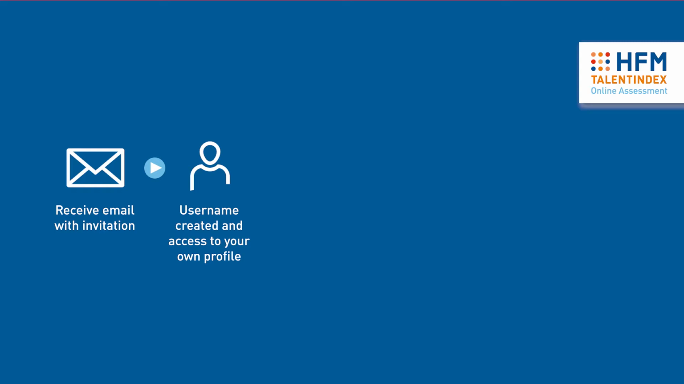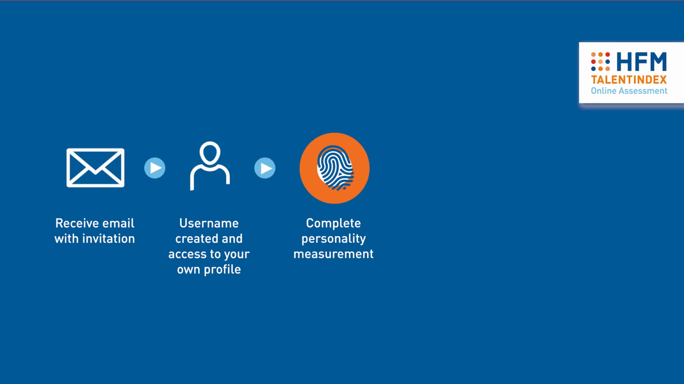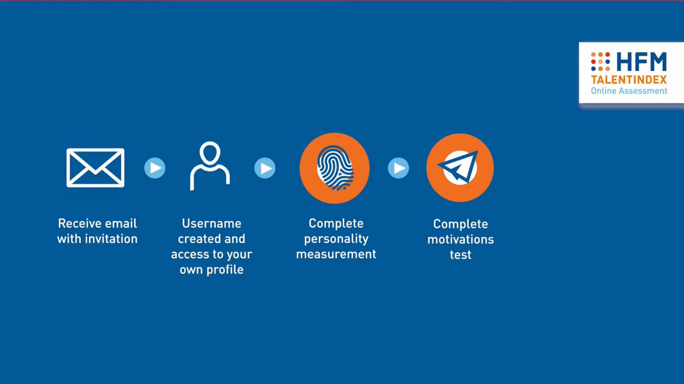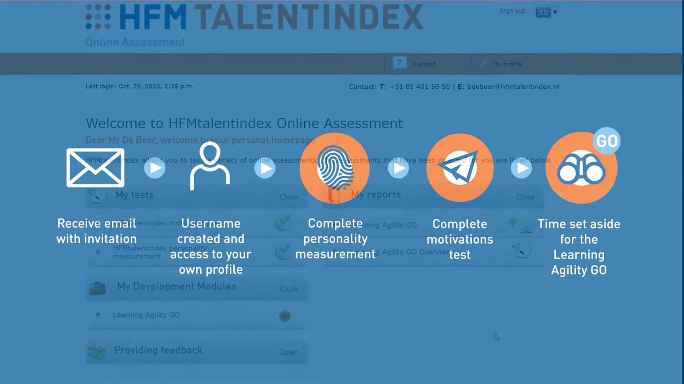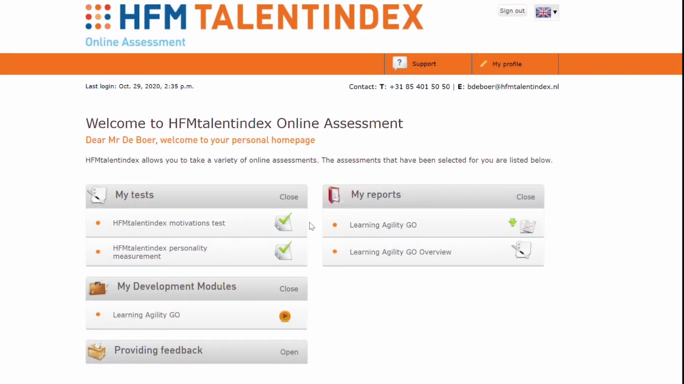Next, you will complete 2 questionnaires online. These are the personality measure and the motivations test. The information from these 2 assessments will be used as part of your own Learning Agility Go. Now you are ready to start the development module from the Learning Agility Go. These checkmarks show that I have completed the questionnaires and thus can start the Learning Agility Go. Before I do that, I'll ask my colleague Caitlin to help us. Caitlin, could you introduce yourself?